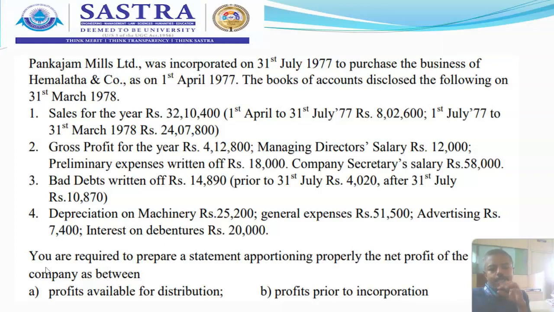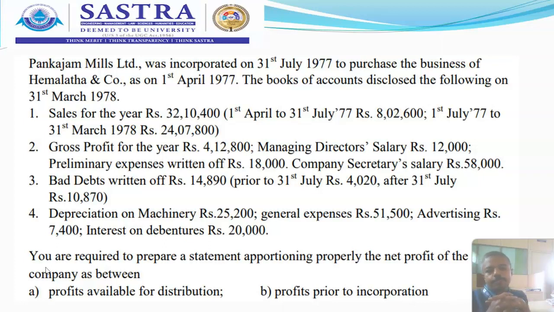They also purchased the business from the Hemalata company on 1st April, and then they started their business. They were continuing until 31st July. Then they incorporated as Pangajam Mills Limited, and as usual they continued their business till 31st March 1978. Now the books of accounts disclose the following.